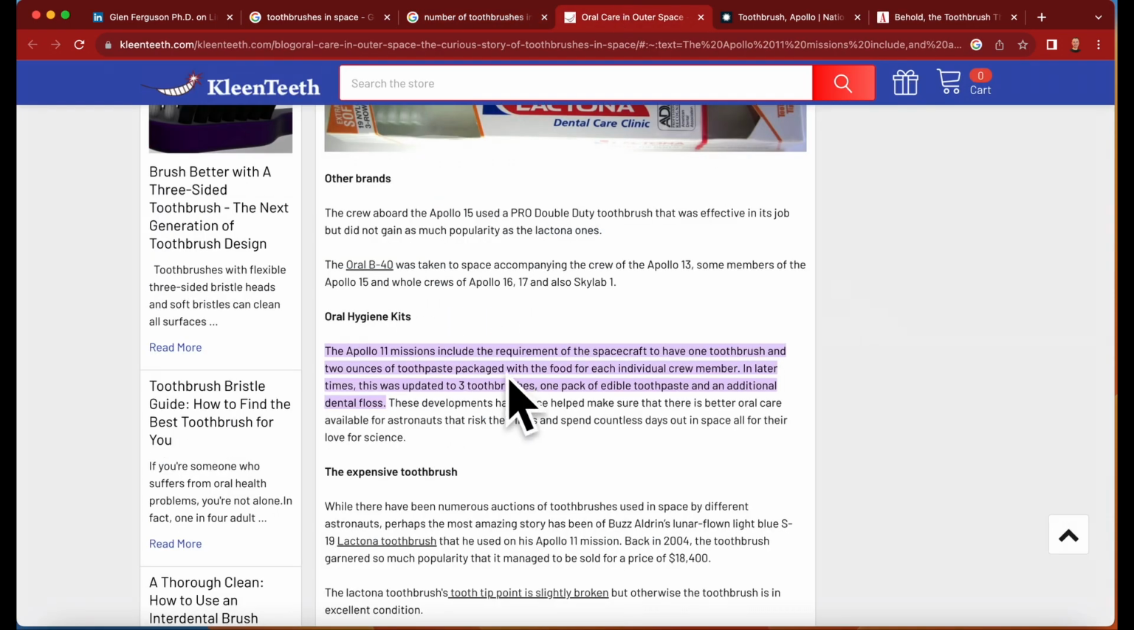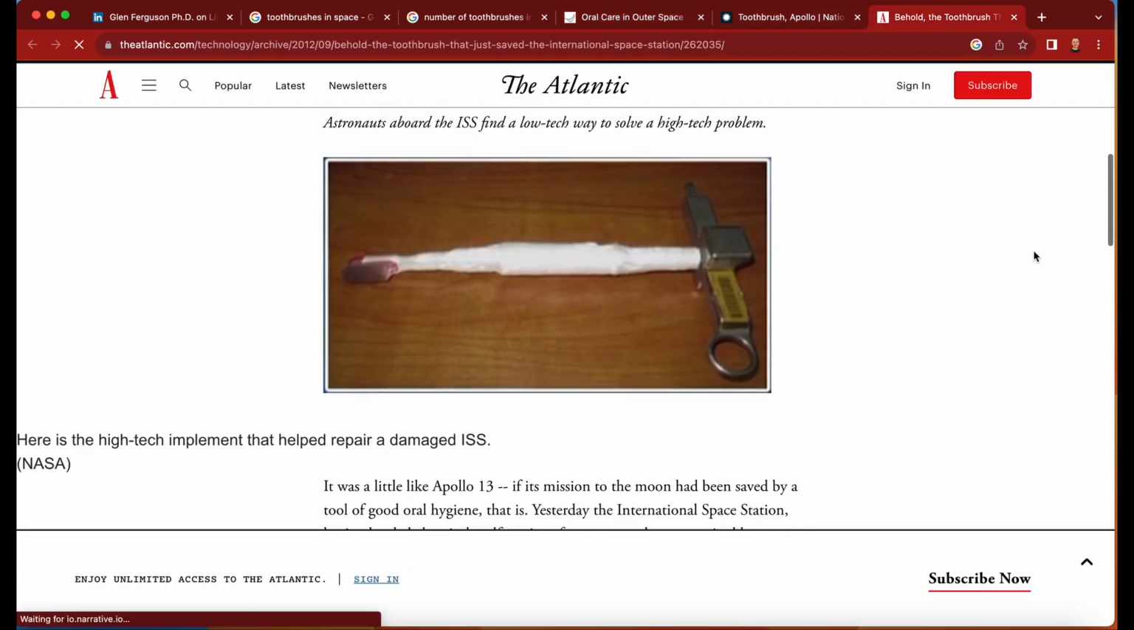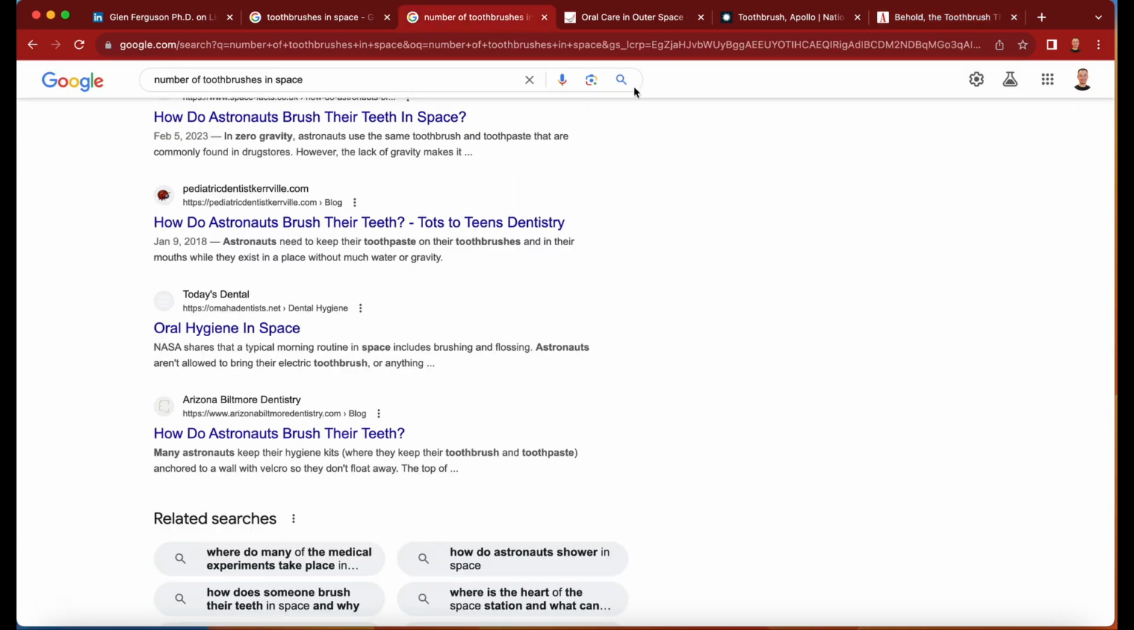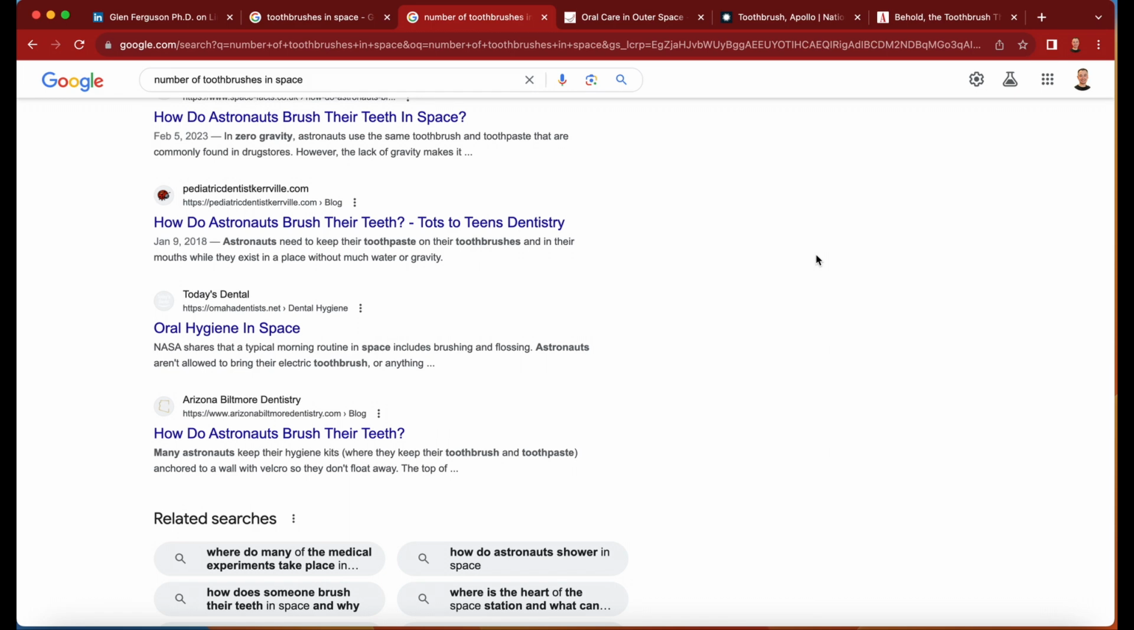So we have 3 brushes per person. Here's an example of one of them. Using a toothbrush for a different purpose. That's hilarious. We're going to go with this number, 3 toothbrushes per person. Now we'll go and see how many people have gone to the International Space Station.